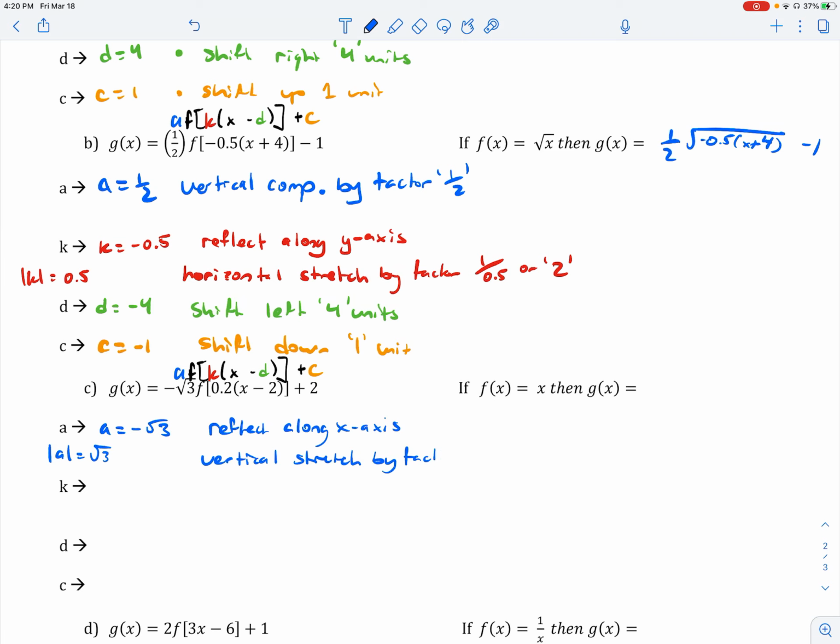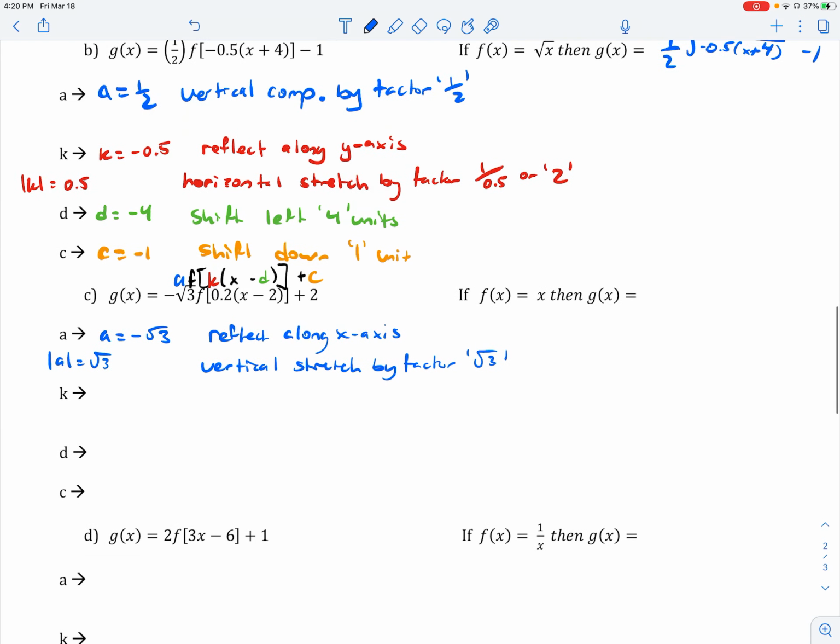By factor, just write root 3. Okay, don't put in approximation. We want the exact value. So root 3. So that's that. Let's go move on to k. K is 0.2. So because k is between 0 and 1, we're going to have a horizontal stretch. By factor, it's always going to be 1 over k, so 1 divided by 0.2, which is just 5. So by factor 5.